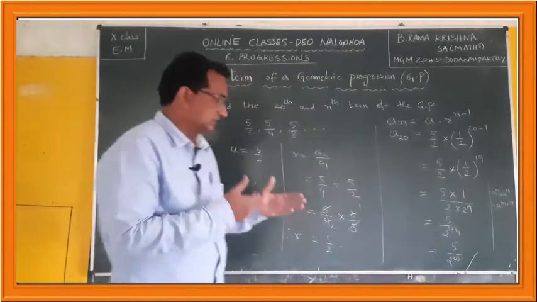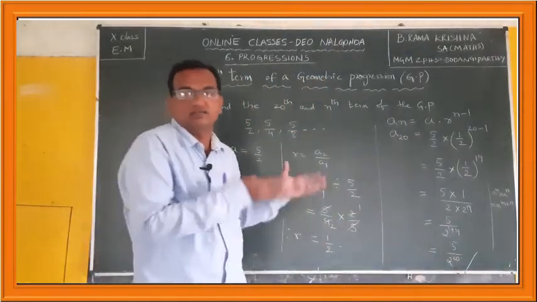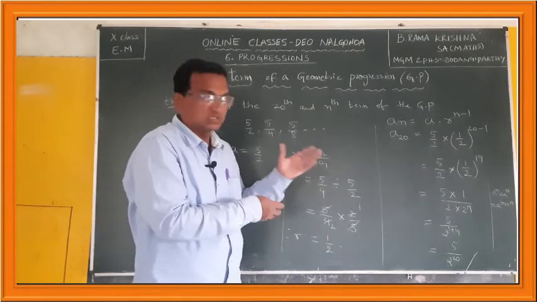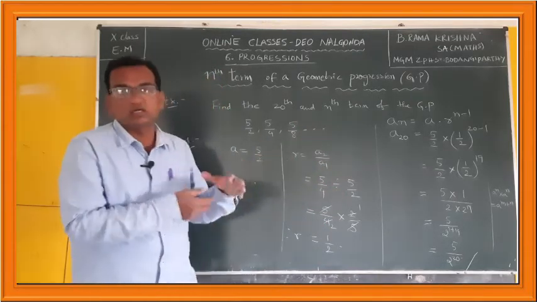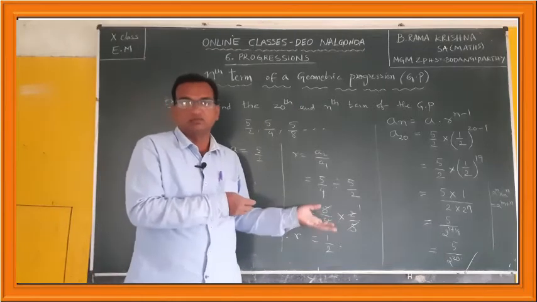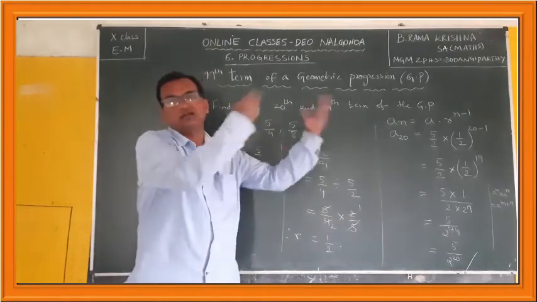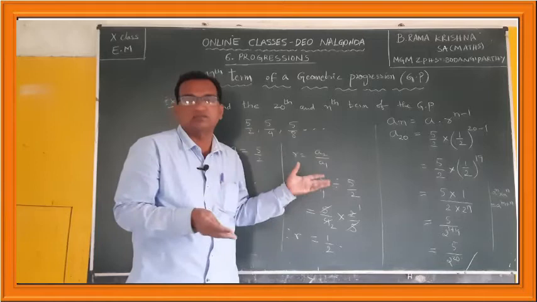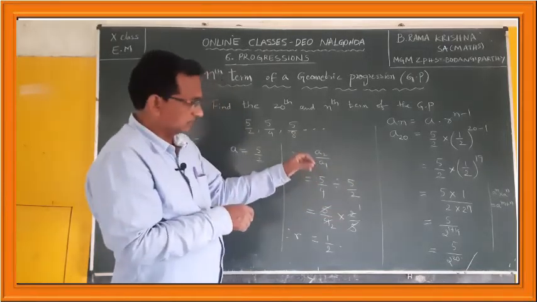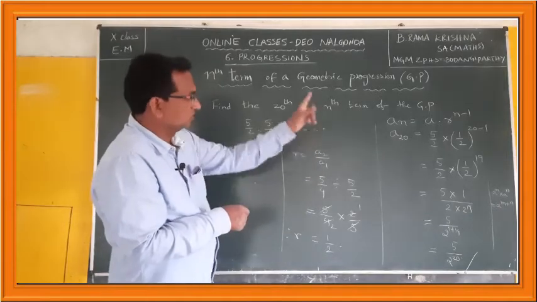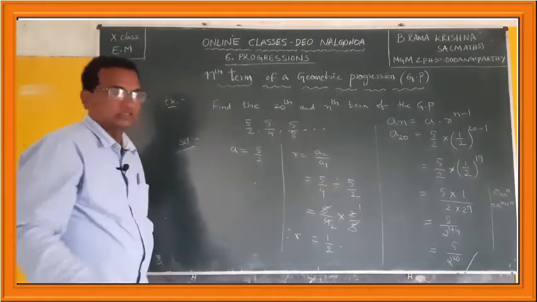You need not expand 2 to the power of 20 and find out the value. No need, because those are higher exponents. If that is 1 or 2 or 3, you can find the value. If that is beyond 5, 10, you need not find out the values, and you can just write that. Simply that concludes the answer. So that is the 20th term.